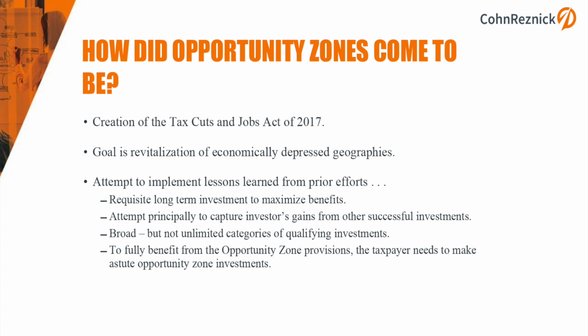Once you have that capital gain event, the taxpayer would deploy that capital within 180 days. You have 180 days from the event. If it's a sale of a partnership interest, it would be the tax year end of that partnership that was distributing the capital gain to the investor. So you have 180 days from that period to deploy the capital into an opportunity zone fund.